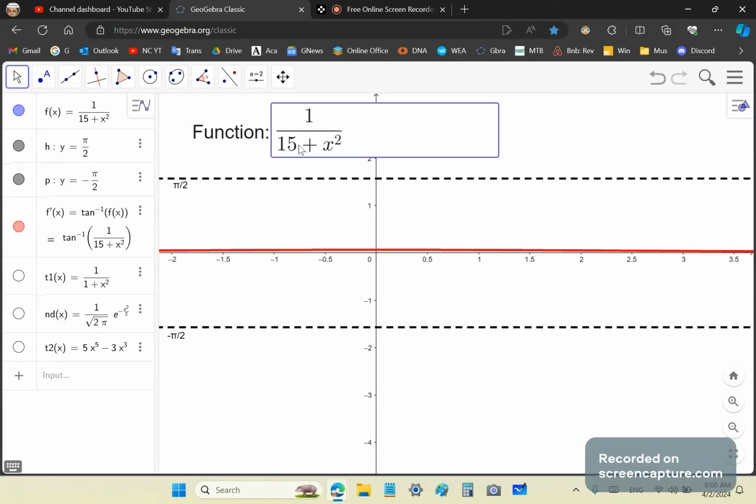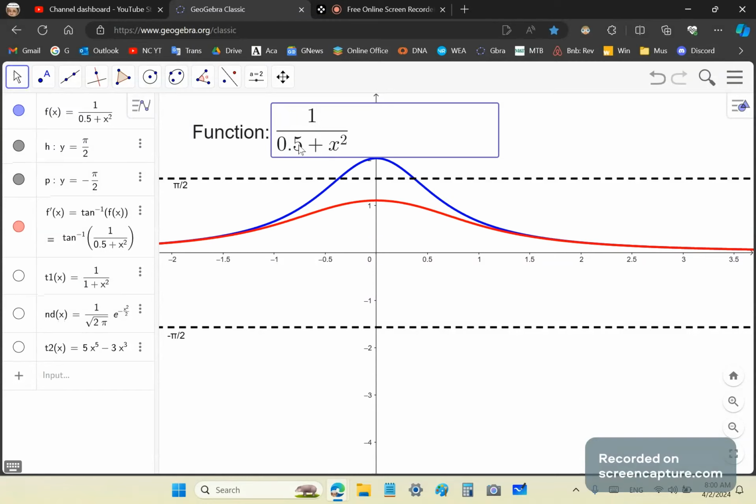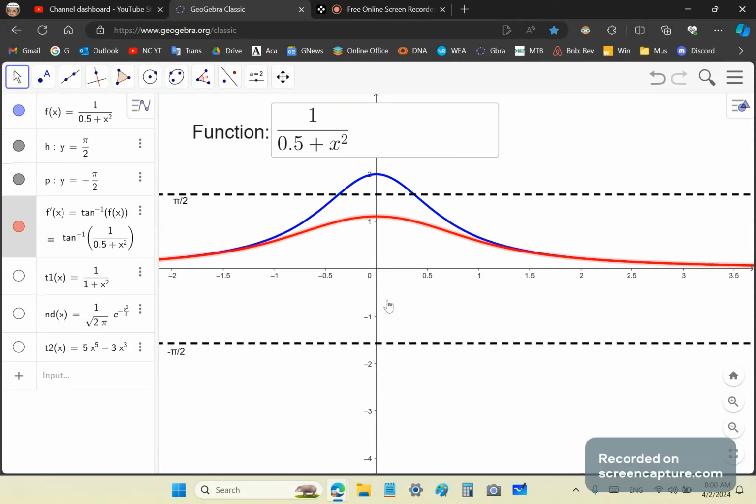And if you make it smaller like this, then it takes it out of, well, the slope function always remains within this range, but it will take this 1 over 1 plus x squared function that you normally had outside of the range. But this is what it looks like. So that's pretty much it. I just wanted to share that with you.